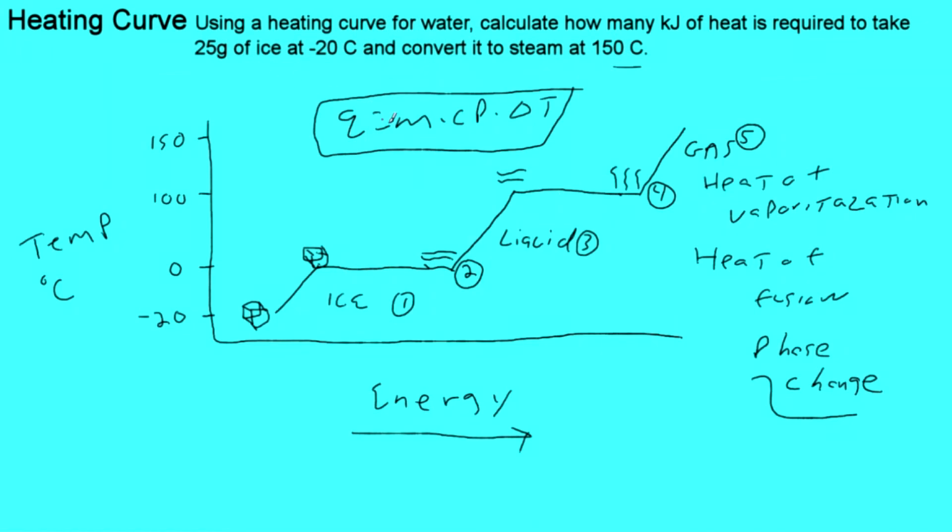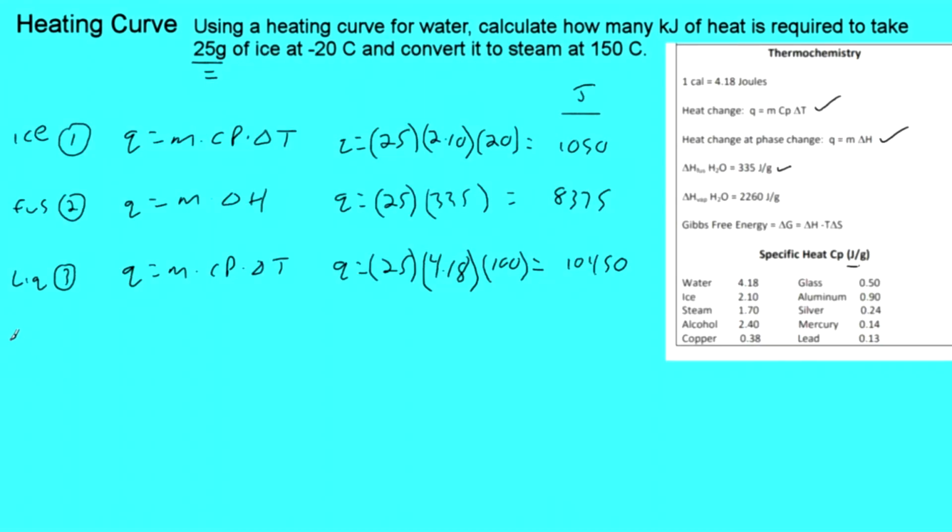Step 4. Here we are at our phase change going from a liquid to a gas. This is the heat of vaporization. Because this is a phase change, step 4, we're going to go back to the phase change formula.